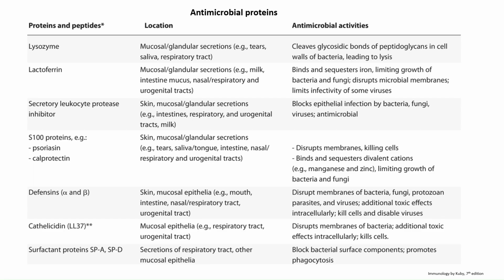Now this table is showing the different proteins and peptides that are secreted by our body, at what location these molecules are secreted, and what effect or benefits they provide us. So for example, lysozyme: location is mucosal or glandular secretion, for example in tears, saliva and the respiratory tract. The activity means it cleaves the glycosidic bond of peptidoglycans in the cell wall of bacteria, leading to lysis, and that's how it provides protection against bacteria. Similarly, various other molecules are given, where these molecules are secreted, and what exactly they do to protect ourselves from the pathogens are given in this table.